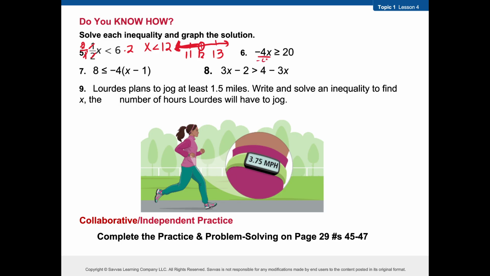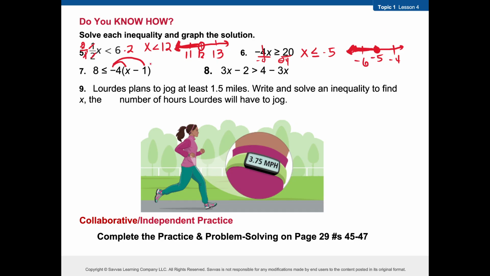Number 6, multiplication, divide by a -4. But because I'm dividing by a negative number, x is now going to be less than or equal to -5. Because it has an equal sign, -5 is included in my answer, so it is a solid circle. I have -4 on my right, -6 on the left. Numbers less than -5 are -6 and above, so to the left.